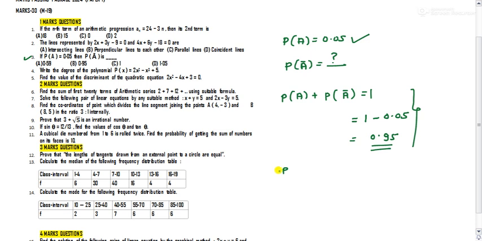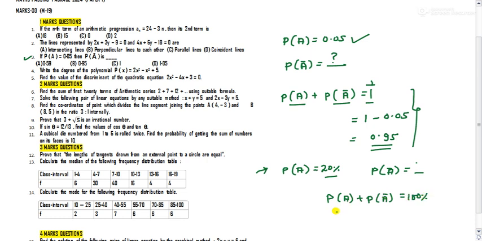Okay, see. Sometimes they may give you P of A is 20%. What about P of A bar? Right? So see, here it is in the form of a number, so it should be equal to 1. If it comes to percentage, it should be equal to 100%. P of A and P of A bar should be equal to 100%. So if this is 20, definitely this is going to be 80%. Right? Are you getting it?